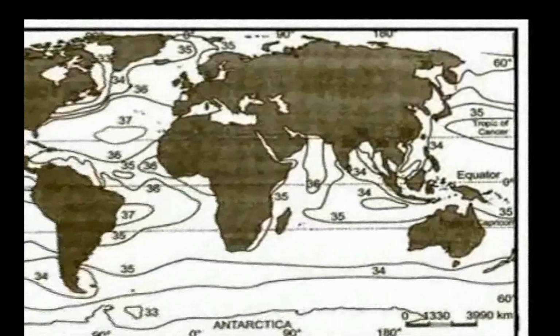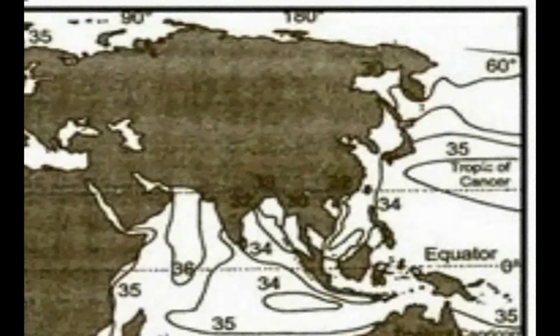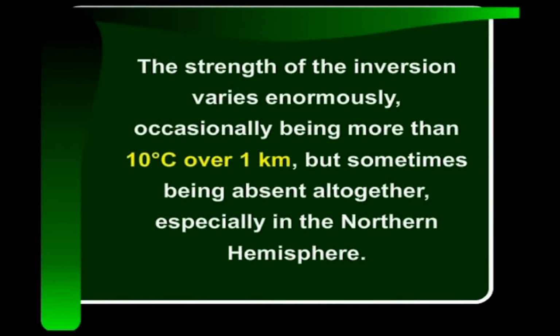Trade wind inversion: the temperature inversion is usually present in the trade wind streams over the eastern portion of the tropical oceans. In the equatorial zone and over the western portion of the trade wind belt, the inversion does not exist as a mean condition, although it appears in certain weather patterns. The strength of the inversion varies enormously, occasionally being more than 10 degrees Celsius over 1 kilometer, but sometimes being absent altogether, especially in the northern hemisphere.